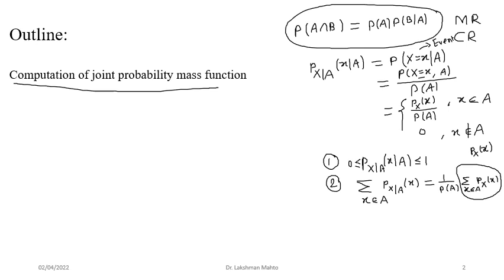So here you can easily see that we are observing only those x which are coming from A, and with respect to those x we are summing. So what will it give? It will give our probability of occurrence of A. So it is just the probability of A. That's why in the numerator we have probability of A, and in the denominator also probability of A. After simplification you will see that this is equal to 1. So we can easily see that this conditional probability mass function satisfies this normalizing property.